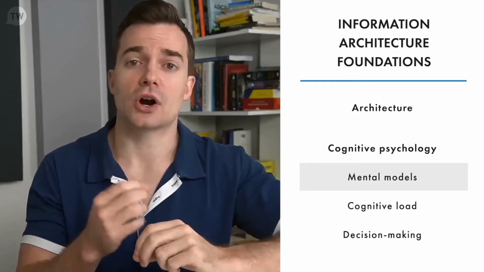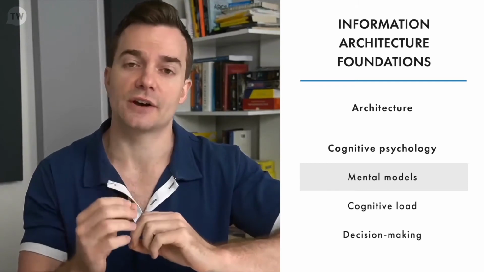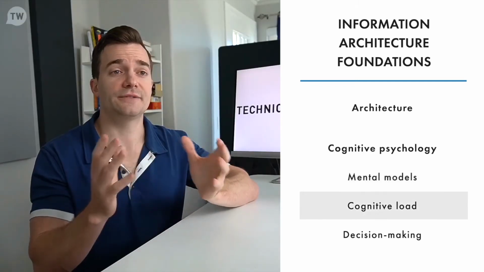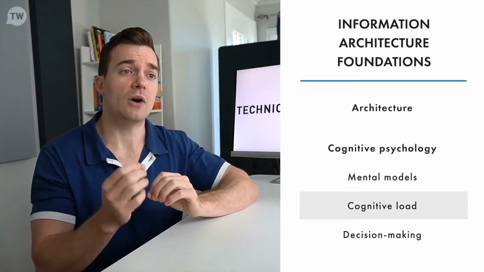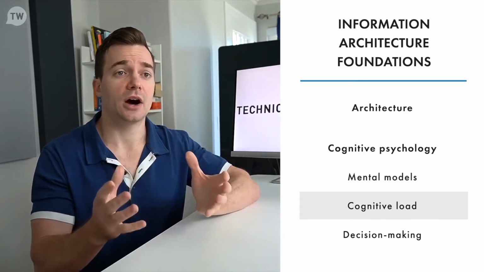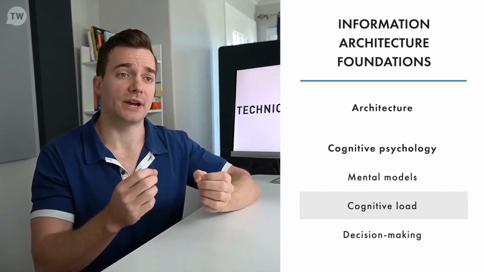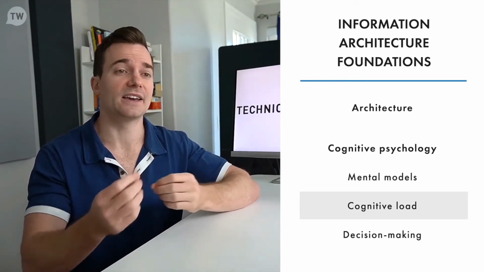When information architecture practitioners take the mental models of their users into account, they create content with a structure that makes it easier to discover information. And we have cognitive load. Cognitive load is the amount of brain power that a user has to invest in completing a task. In the context of information architecture design, cognitive load is the amount of information that a user can process at any given moment.